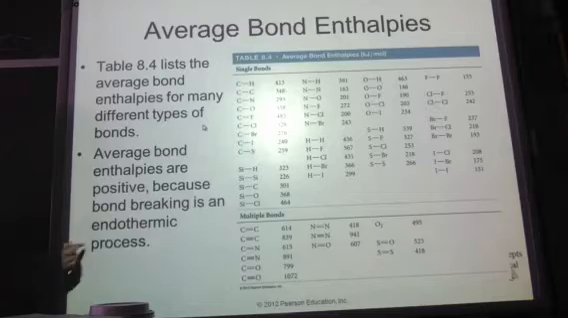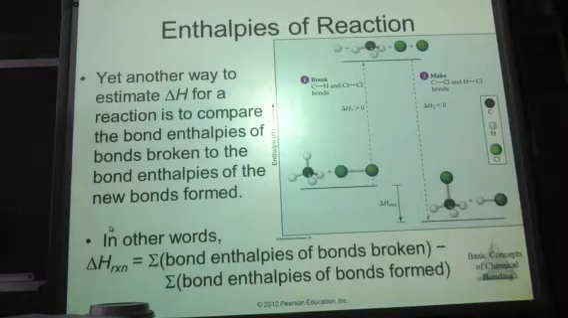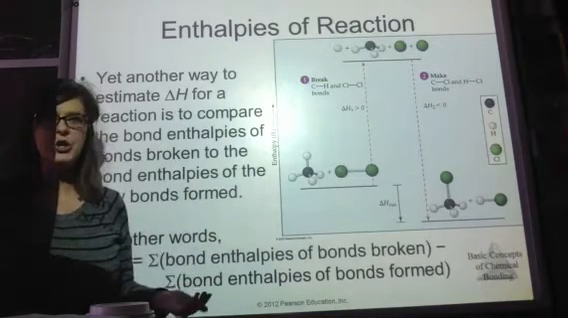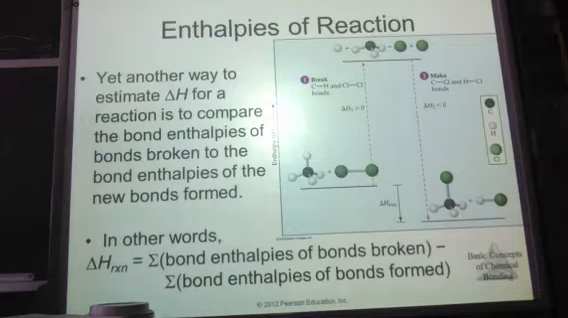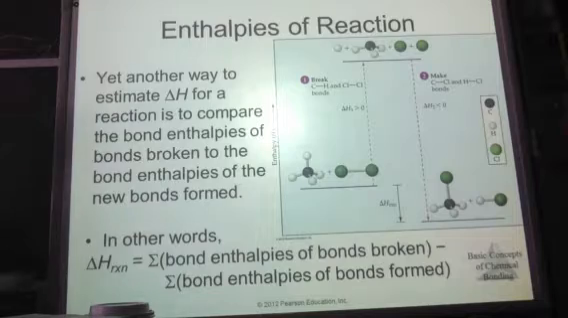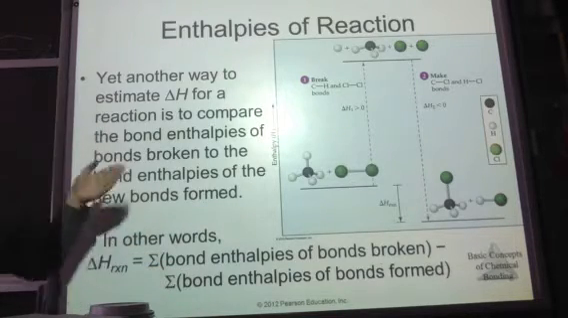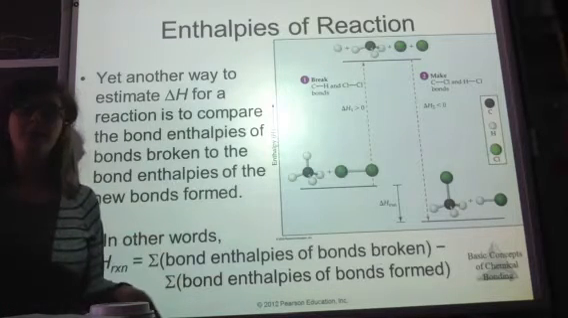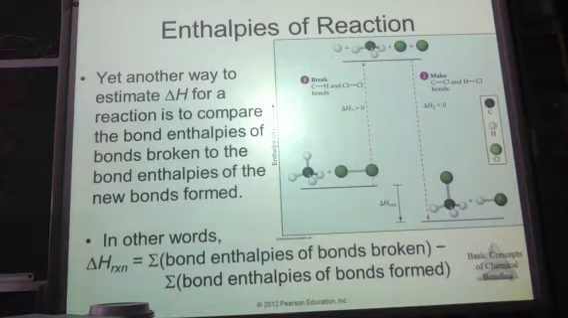Okay, thinking back to chapter 5, there were several different ways we could find delta H. We could use the table with the standard enthalpies of formation. We could have found it by using q equals mcΔT when delta H is equal to q. We can also use bond enthalpies to determine that change in enthalpy. We can do that by comparing bonds broken to the new bonds that are formed.